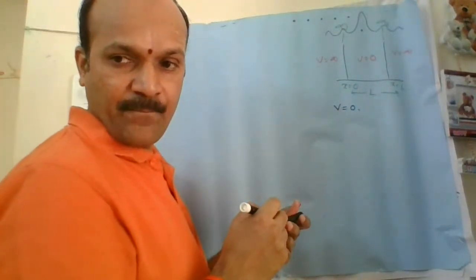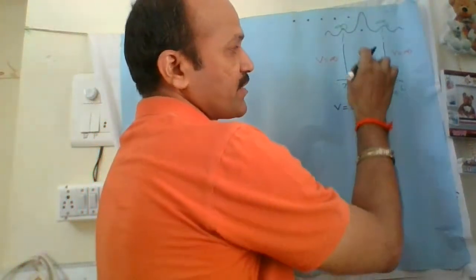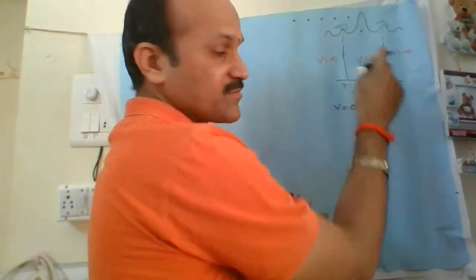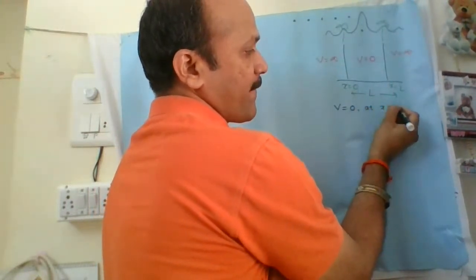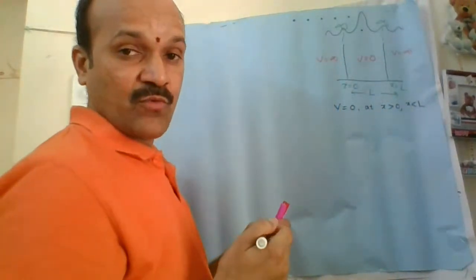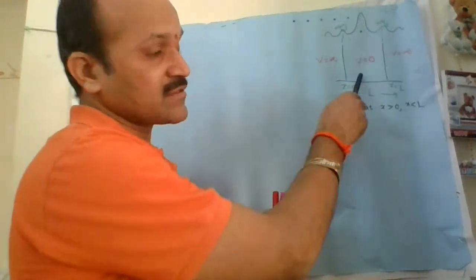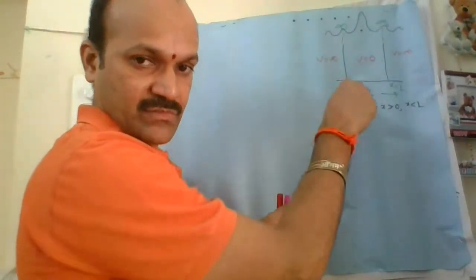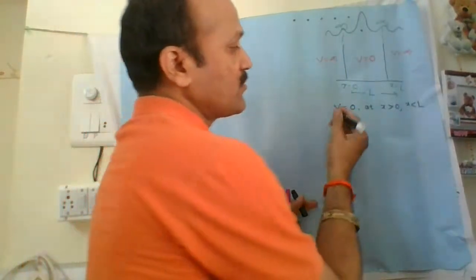V is V0 inside the box, that is, for x greater than 0, inside the box, and less than L, inside the box itself, throughout the box.